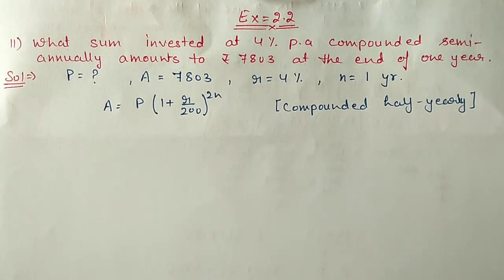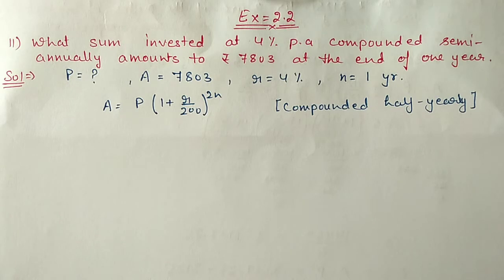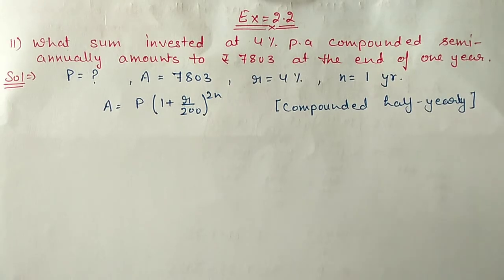Hello students, we are doing chapter number 2 compound interest exercise 2.2. In this video we will start from question number 11. What sum invested at 4% per annum compounded semi-annually amounts to 7,803 at the end of 1 year.